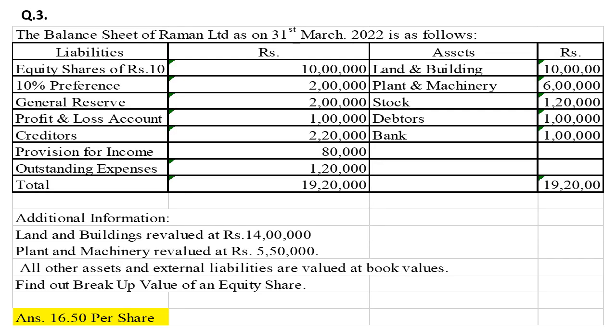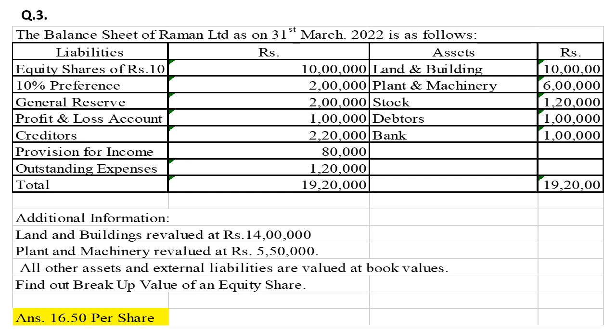This is the question. The balance sheet of Raman Limited as on 31st March 2022 is as follows. On the liability side, we are given equity share of rupees 10 each of value rupees 10 lakh, 10% preference share of 2 lakh, general reserve 2 lakh, profit and loss account 1 lakh, creditors 2 lakh 20,000, provision for income tax 80,000, outstanding expenses 1 lakh 20,000. On the asset side, land and building 10 lakh, plant and machinery 6 lakhs, stock 1 lakh 20,000, debtors 1 lakh, bank 1 lakh. Additional information is given in the problem sum.